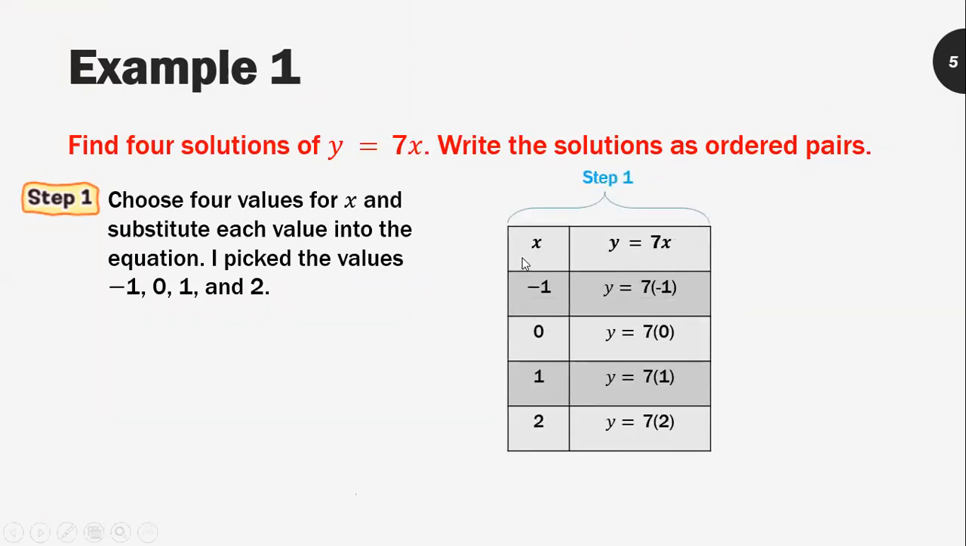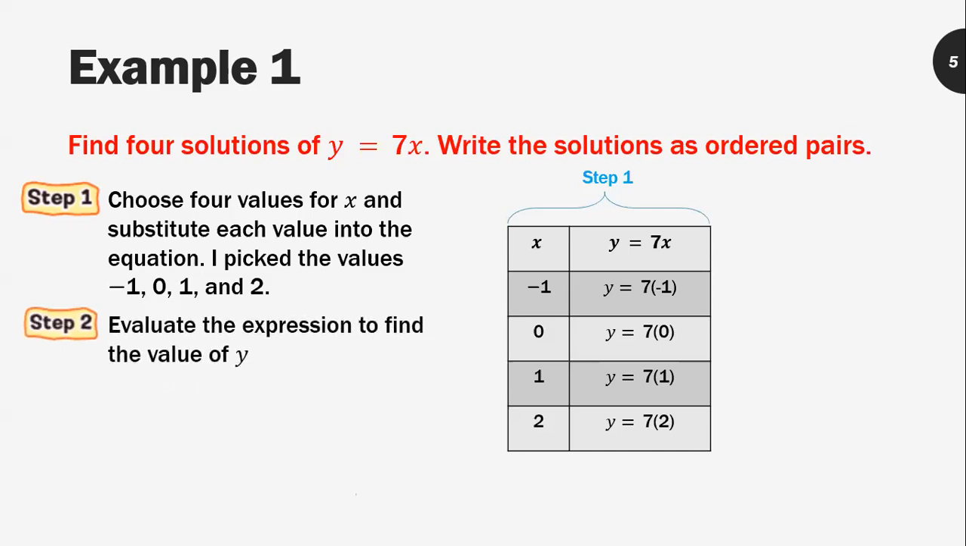So here, the first step is to draw a table and write down in the first column the x values that I just chose, or whatever you want to choose, because he didn't mention that you need to choose specific values. He didn't give you values for x. Then substitute the x values in the equation y equals 7x. I remove the x and replace it with -1, 0, 1, and 2. And then I'll simplify to find the value.